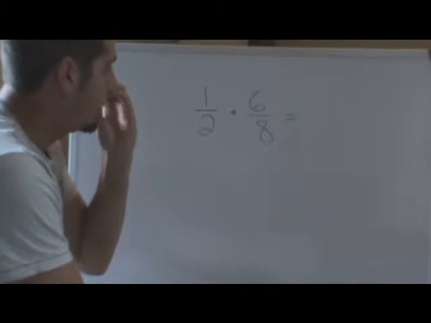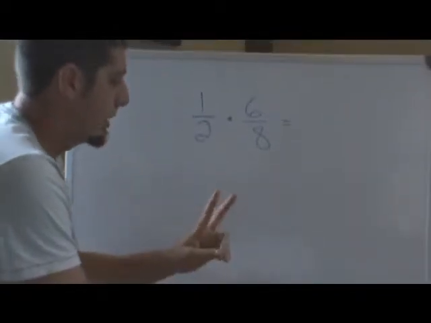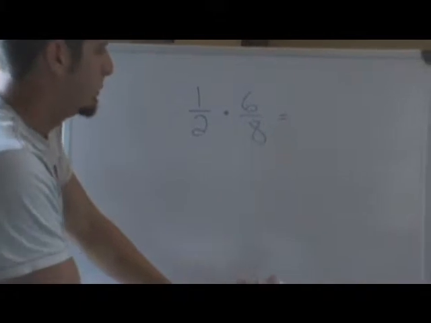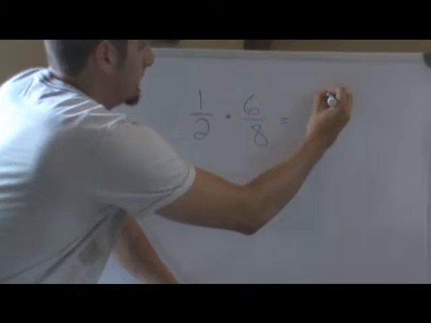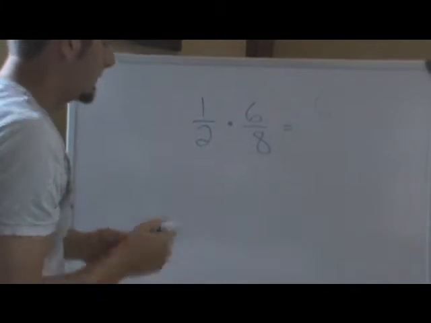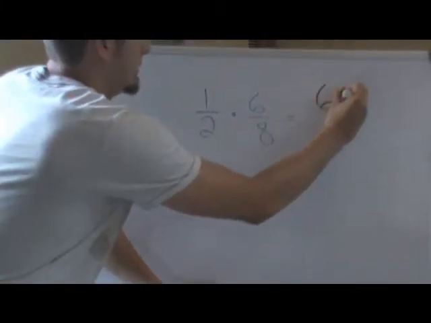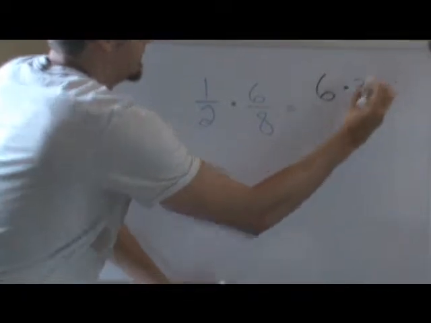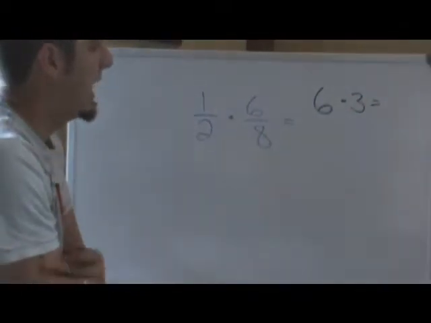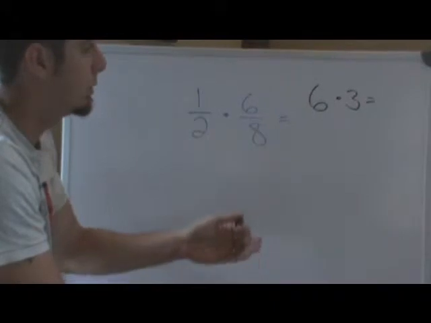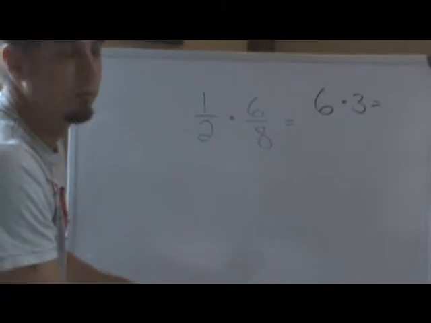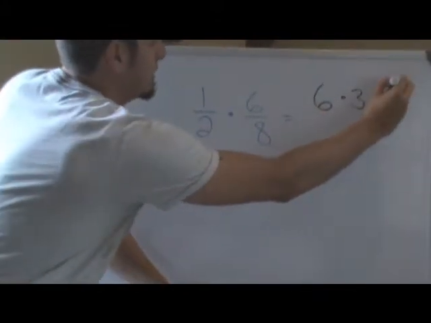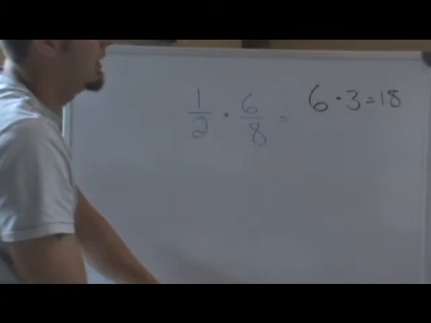Now, when you're multiplying fractions, it's important to understand a couple of things. The first thing is, what does multiplying by fractions do? If you have 6 times 3, that's telling you that you are adding 6 3 times, or you're adding 3 6 times. It can go either way. For right now, we're going to view it as adding 6 3 times, and you get 18. When you add 3 6s, you get 18.